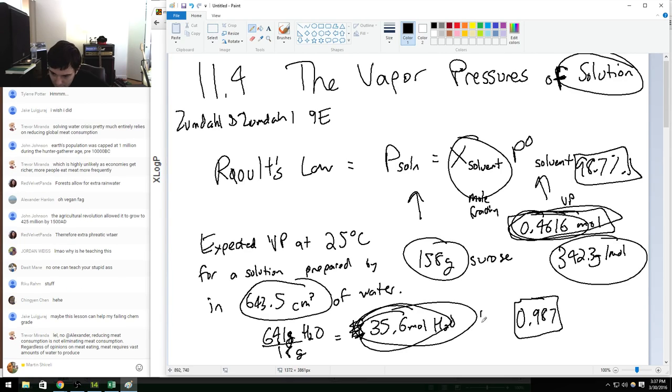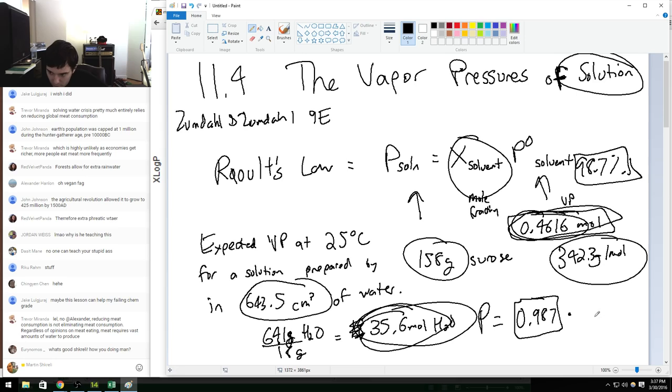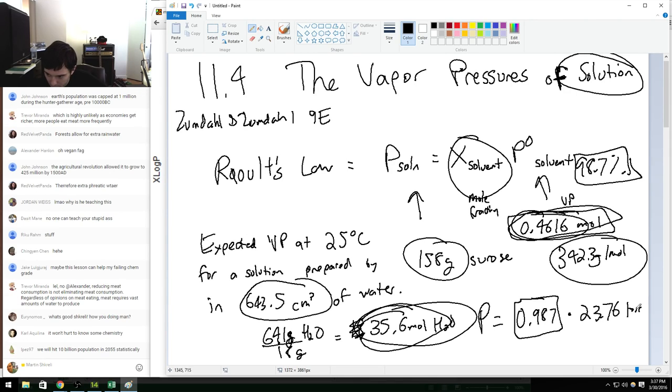And Raoult's law says to solve for the pressure, we're going to multiply that by the pressure in normal circumstances. So the normal vapor pressure of water is 23.76 torr. So we multiply the two, it's going to be 23.46 torr. So basically the vapor pressure went down because we added sugar to it. And this is really cool.